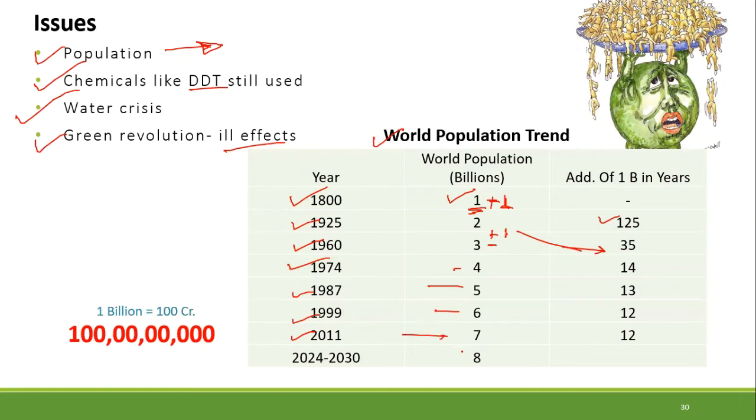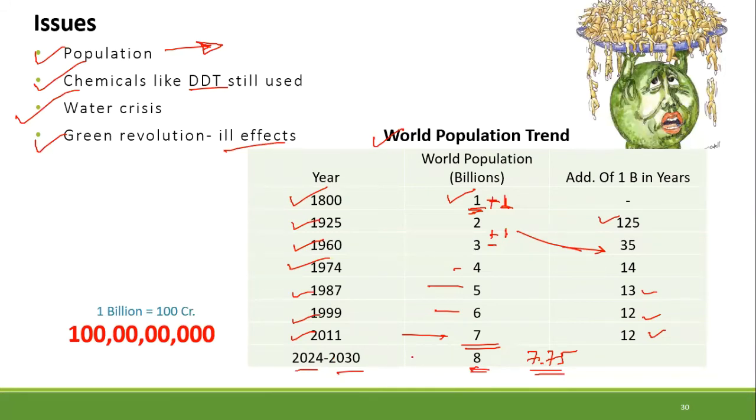So we crossed the 7 billion mark in 2011, and you can see the number of years that were required to add each 1 billion to the population. Currently, we are almost near 8 billion. It is almost around 7.75 billion, the whole world population. It is estimated that somewhere in the range of 2024 to 2030, we will cross this 8 billion mark as well.